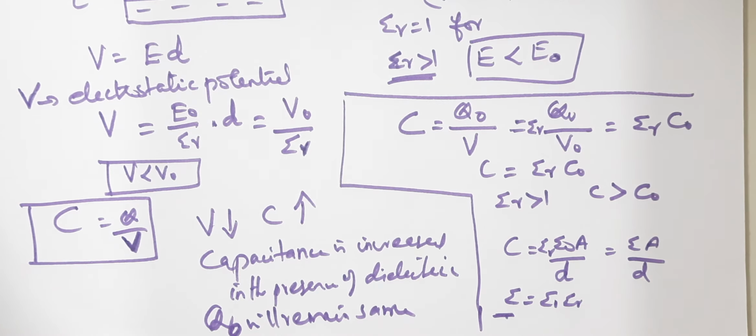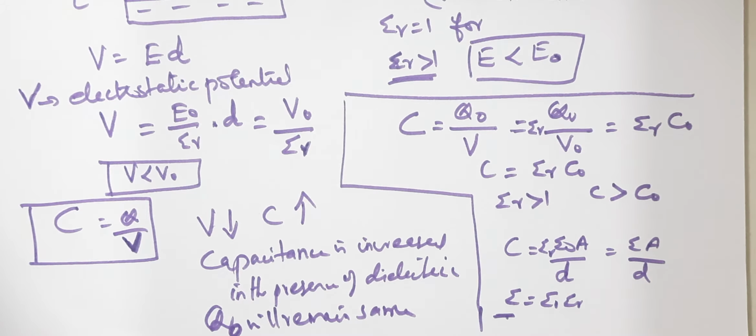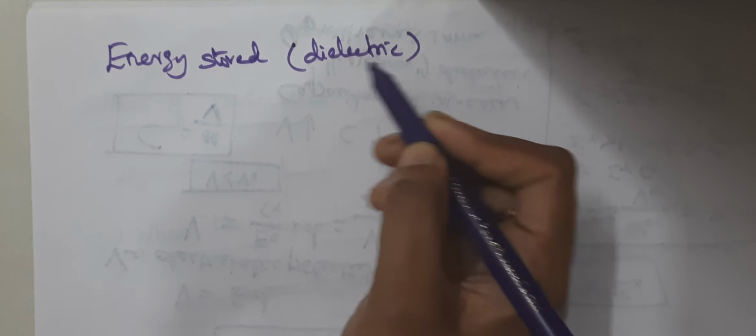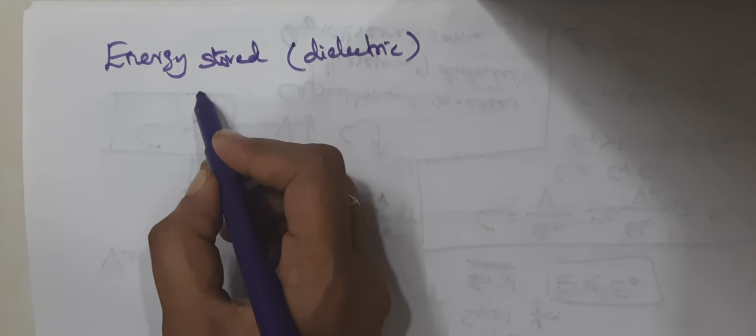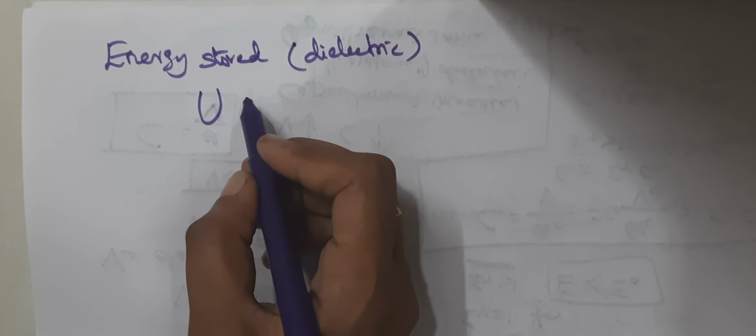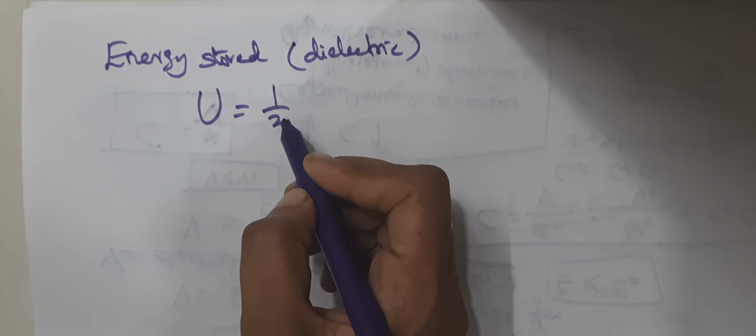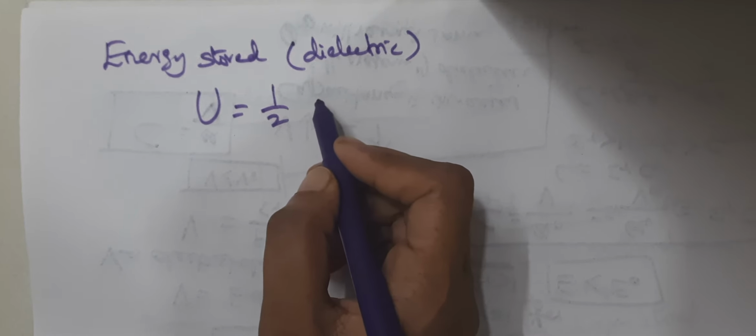Now we have to look at the energy stored in the capacitor. Are you able to follow my class? Energy stored in the capacitor, you may have learned this also. Now, the energy stored with the insertion of dielectric. The formula is given by U, the energy stored in the capacitor: U is equal to half Q square by C, or Q square by 2C. You may have learned this, isn't it?